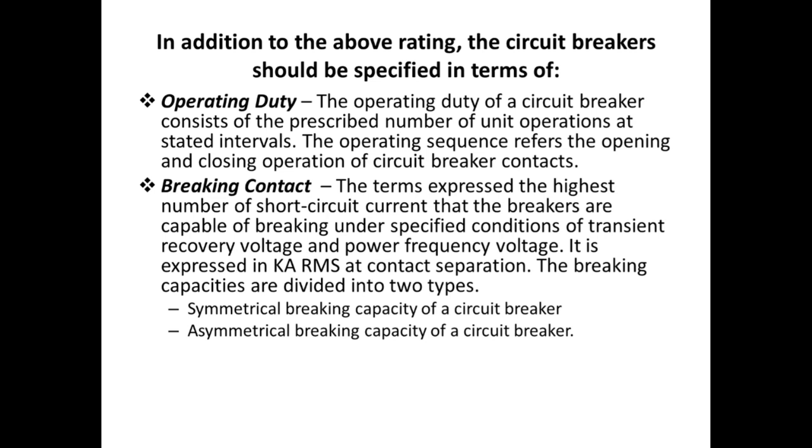And next is breaking capacity. The term expresses the highest short circuit current that the breakers are capable of breaking under specified conditions of transient recovery voltage and power frequency voltage. It is expressed in kiloampere RMS at contact separation. The breaking capacities are divided into two types. First is symmetrical breaking capacity of a circuit breaker and second is asymmetrical breaking capacity of a circuit breaker.